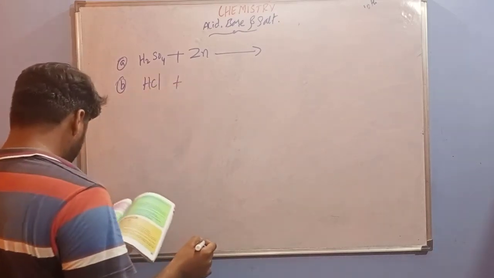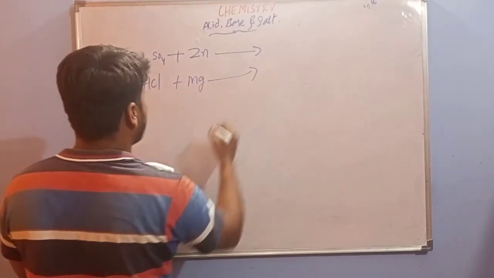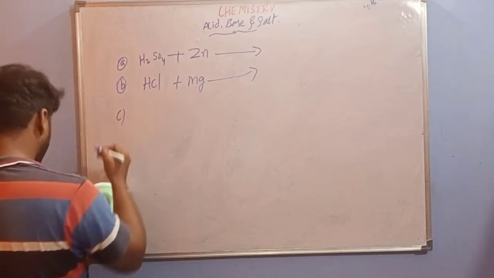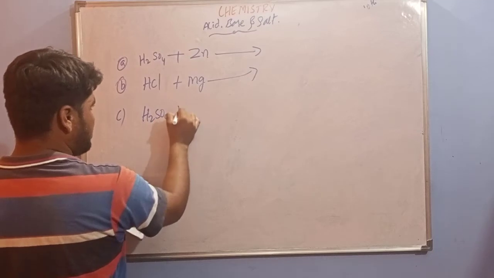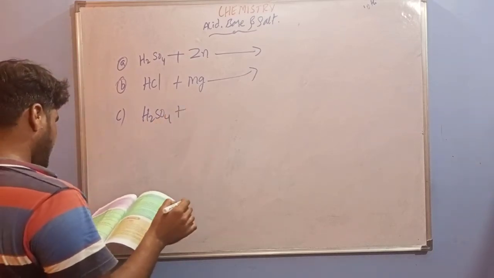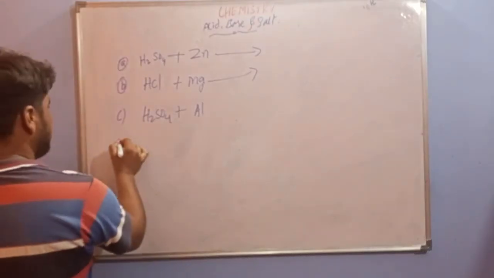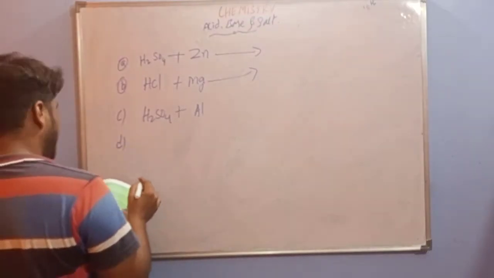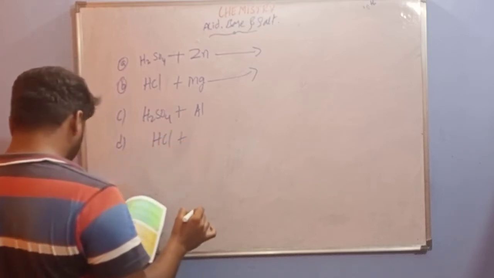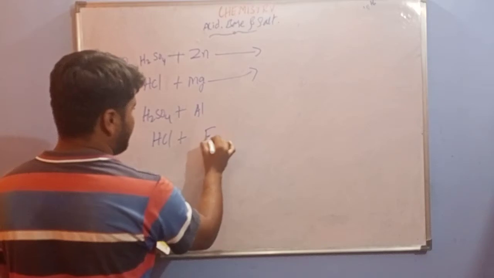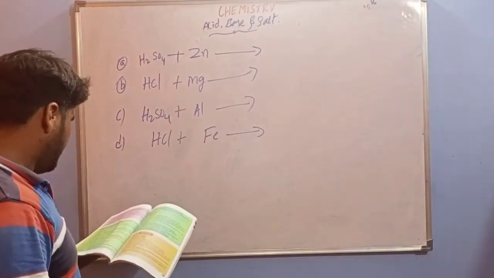HCl plus magnesium, Mg. Next, C: dilute sulfuric acid, H2SO4, plus aluminium powder, Al. So the next is D: dilute hydrochloric acid, that is HCl, plus iron, Fe. So these are the equations.